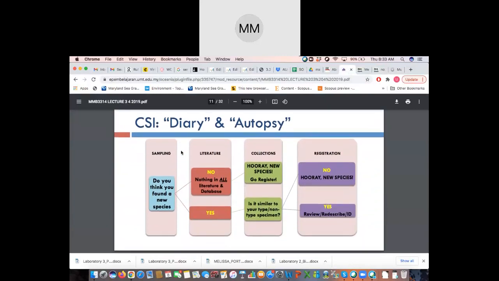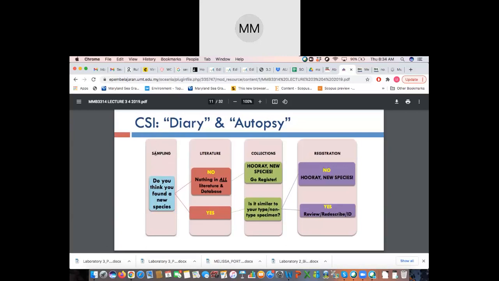Okay, so I hope now you have a better understanding that taxonomy is not just about looking at a species or looking at a picture guide and going like, this is the species I'm talking about. Ta-da, it's taxonomy. No, it's a lot of CSI work, crime scene investigation work. You have to keep a diary and you have to make an autopsy. So again, a summary of the processes we've been talking about.